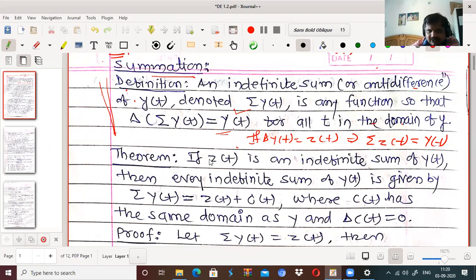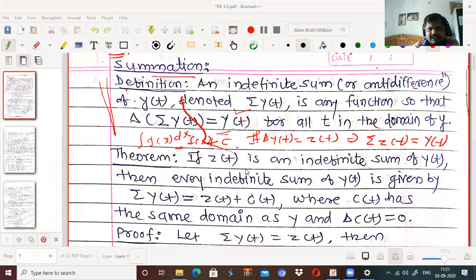In integral, we have seen one thing. If the integral of g of x with respect to x equals f of x, then what do we write here? We always write it as f of x plus the integrating constant c. Do you know that? If the integral of g of x is f of x, then we write the integral of g of x as f of x plus the integrating constant c, right?